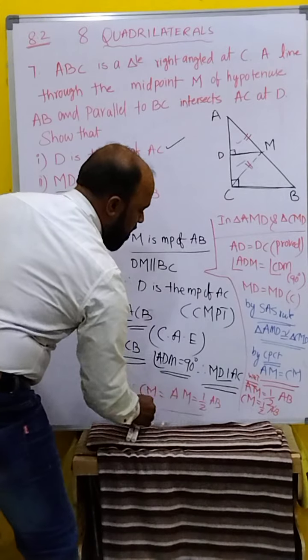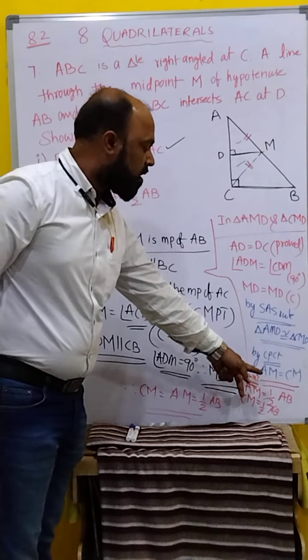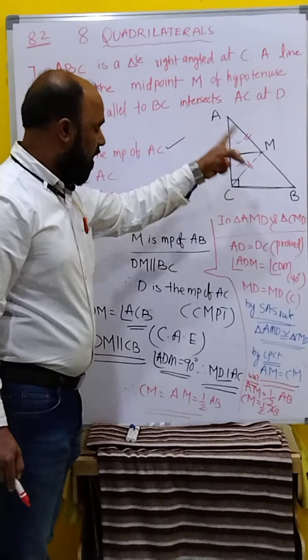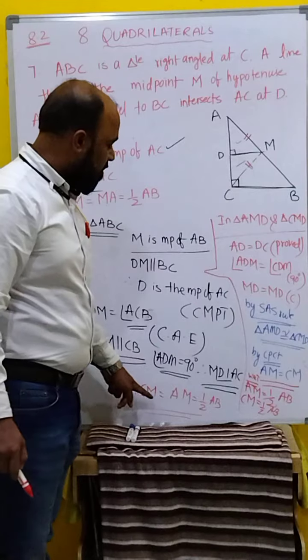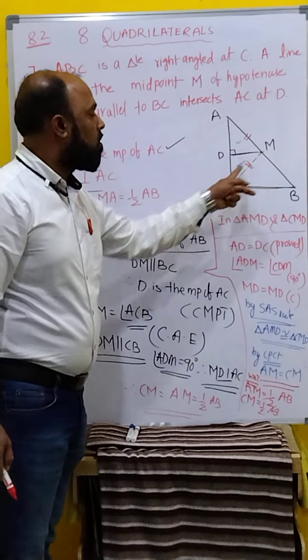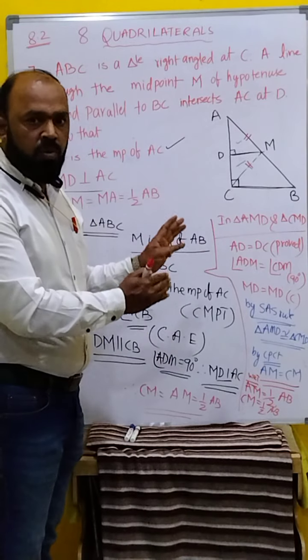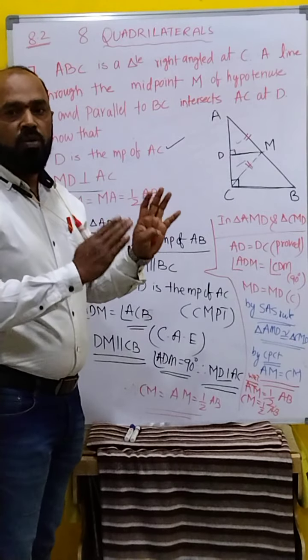Clear children? Using the SAS rule, we proved AM is equal to CM. Then finally we know that AM is equal to half of AB. What is the reason? M is the midpoint. Then finally CM is equal to AM is equal to half of AB. Clear children? It's a very simple problem. Understand the question first, then one by one you prove it. Clear?